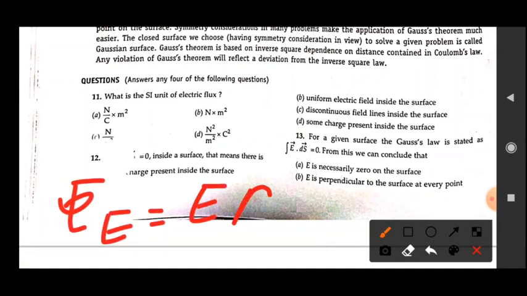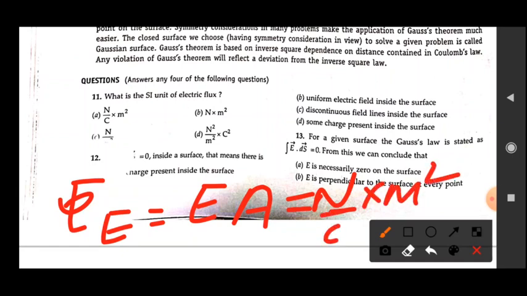Exactly, you can use this relationship to find out the SI unit of this. As for the electric field, its SI unit is Newton per coulomb. So you can write here Newton per coulomb, and area, its SI unit is meter square. So you can search now for which option is correct. Obviously the first option is correct.